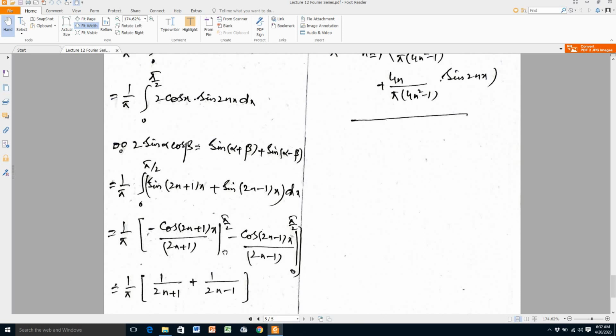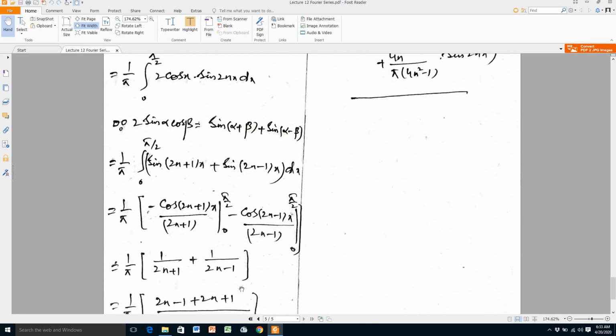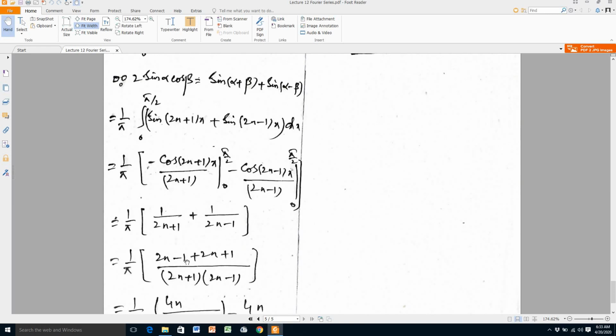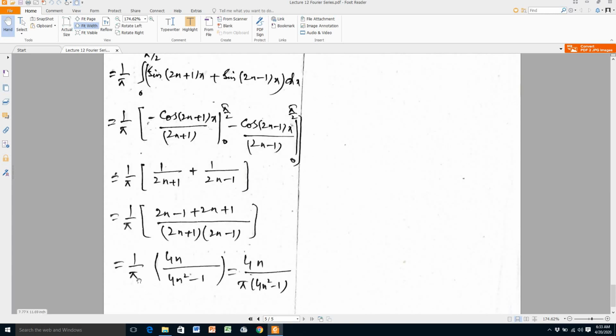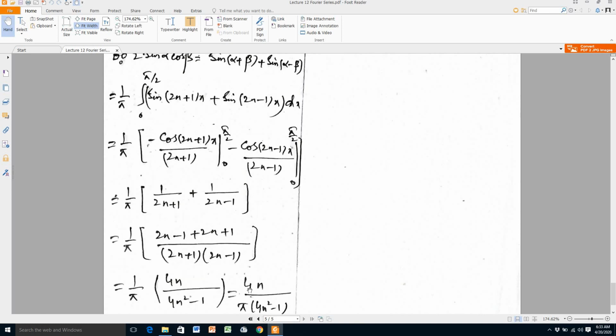When I evaluate this value at pi by 2, it becomes 0. When I check this expression at 0, it becomes 1. So upper limit minus lower limit: minus of the lower limit, and this negative becomes positive. So I get 1 over 2n plus 1 plus 1 over 2n minus 1. And after simplification, you see here 1 over pi times (2n minus 1 plus 2n plus 1). Its simplified form is 1 over pi times 4n divided by 4n square minus 1, and it is equal to 4n divided by pi into (4n square minus 1).